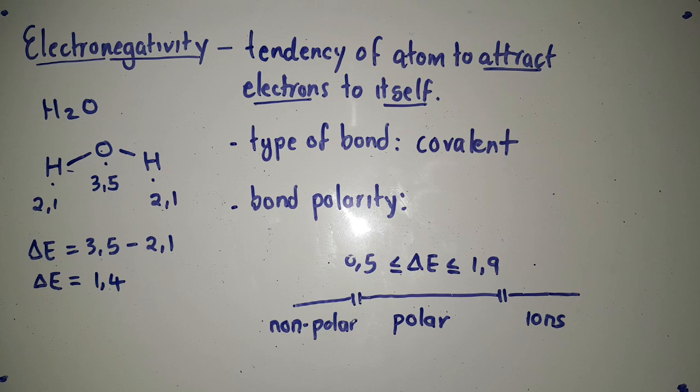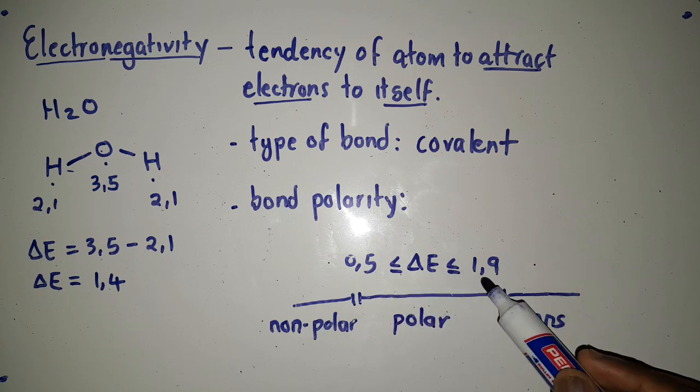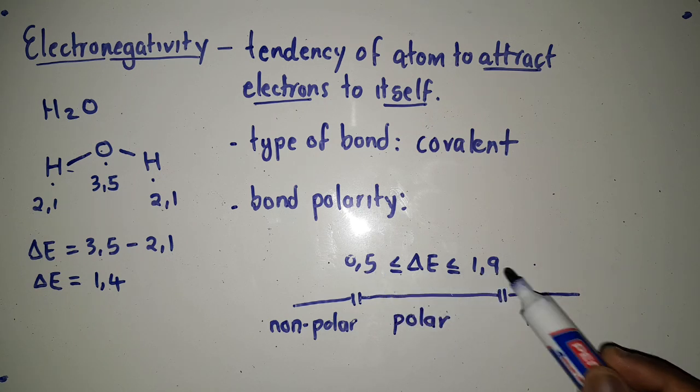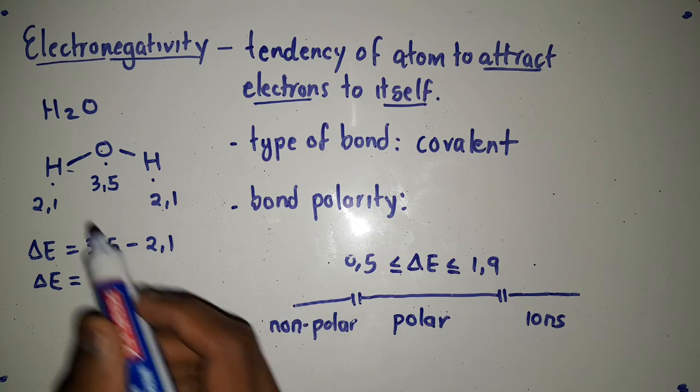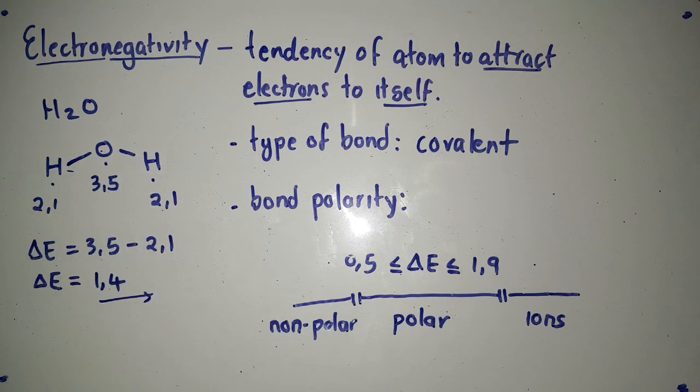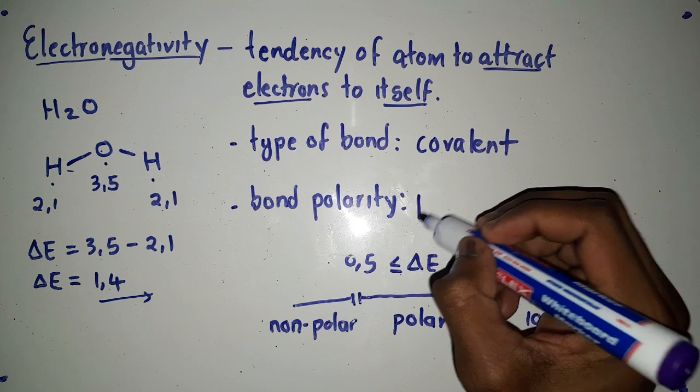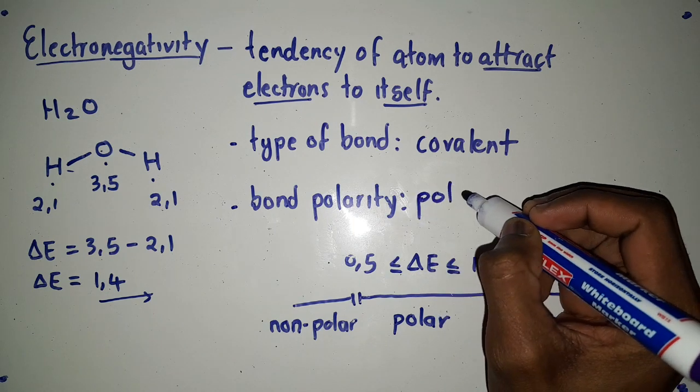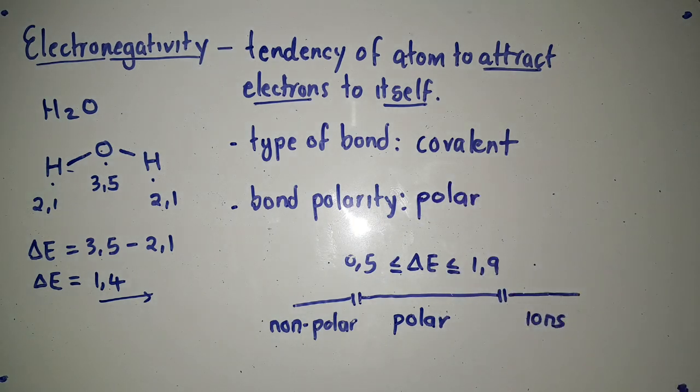You see, this value is between 0.5 and 1.9. This means that the bond polarity of each is going to be of what? Of polar now, like this.